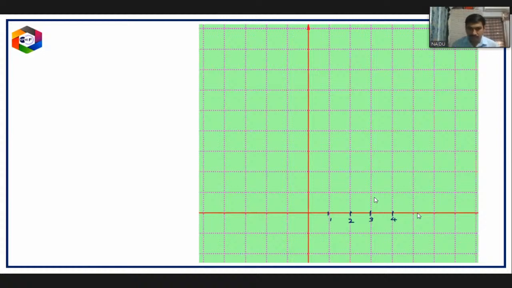This is origin 0, -1, -2, minus 3, minus 4. This is on the y-axis. This is 1, 2, 3, 4, 5, 6, 7, 8, and 9. And this is minus 1 and minus 2. This is the positive x-axis and this is the negative x-axis. This is the positive y-axis and negative y-axis, and the scale is 1 centimeter 1 unit on both x-axis and y-axis.